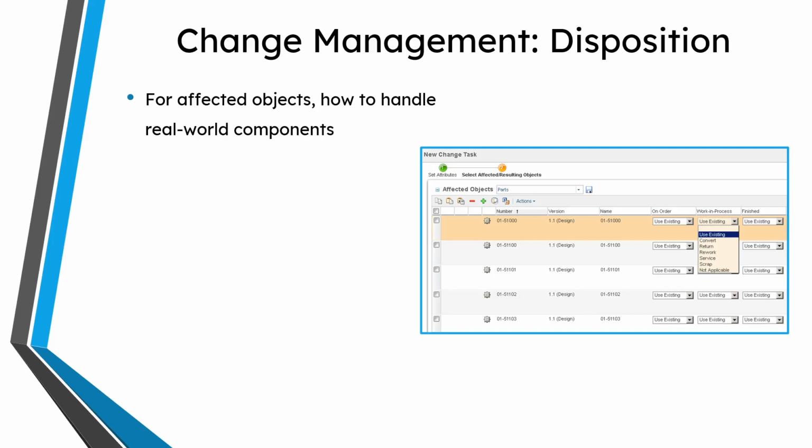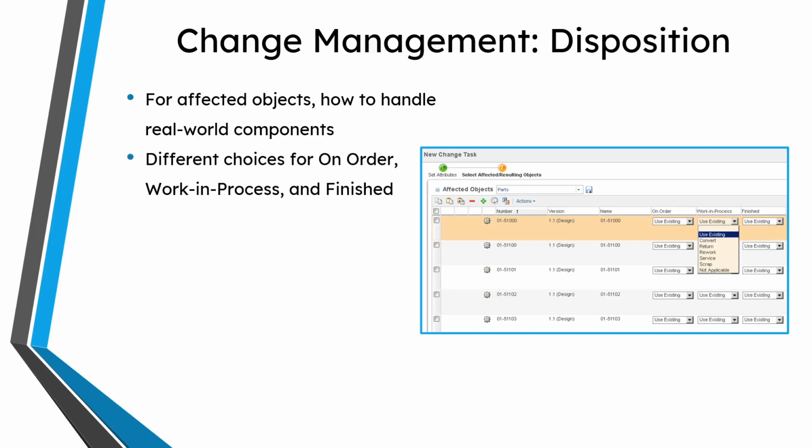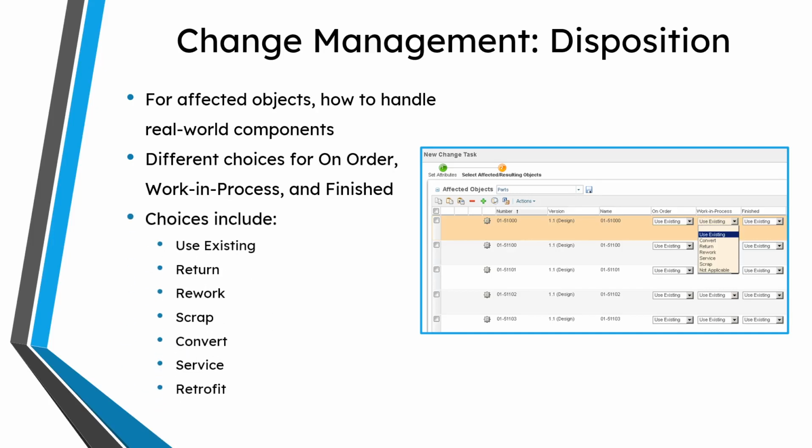Next use for WT parts with change management is in the disposition. In other words, when you are putting a change into place, when you have a change task in a change notice, you can specify what you're supposed to do with the real-world components that might already be in the pipeline. And so when you're defining a disposition for real-world components, you can specify different choices for components that are on order or a work in process or that have already been finished. And you have a variety of different choices for the disposition of how you want to deal with these real-world components when a change is being implemented.